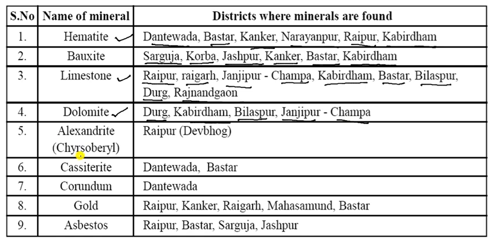Now the cassiterite is found in Dantewada and Bastar, and it is corundum. Corundum is only found in Dantewada. Gold in Raipur, Kanker, Raigarh, Mahasamund and Bastar, and asbestos. Asbestos is found in Raipur, Bastar, Sarguja and Jashpur. So these are the places where the ores are found in our Chhattisgarh districts.